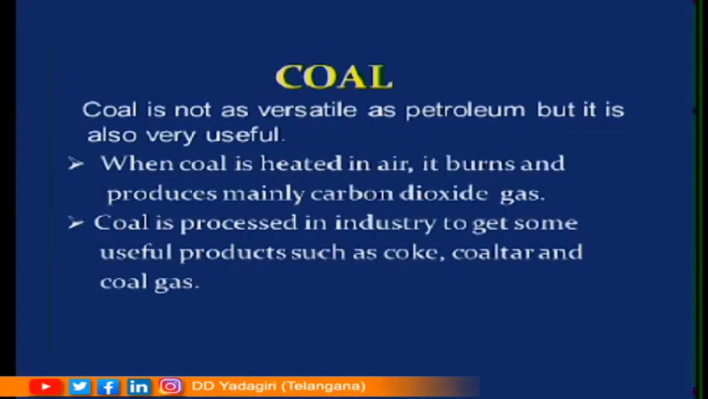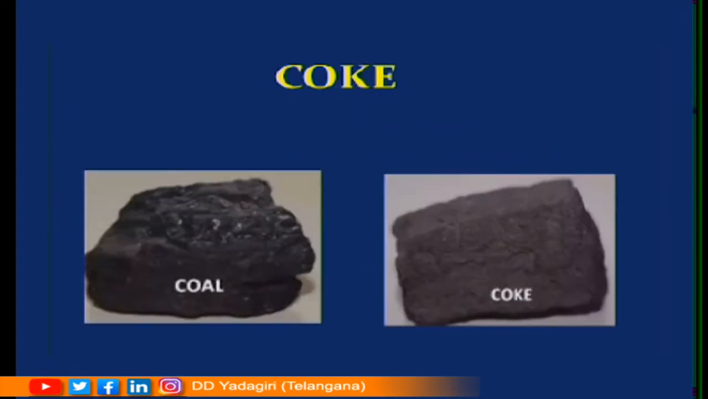Now, what happens whenever coal is burnt in the absence of air? We will get some substances when coal is processed in industry in the absence of air. We won't get carbon dioxide gas here, but we will get materials such as coke, coal tar and coal gas. Now, coal is processed in industry to get useful products such as coke, coal tar and coal gas. Now, look at this picture, children.